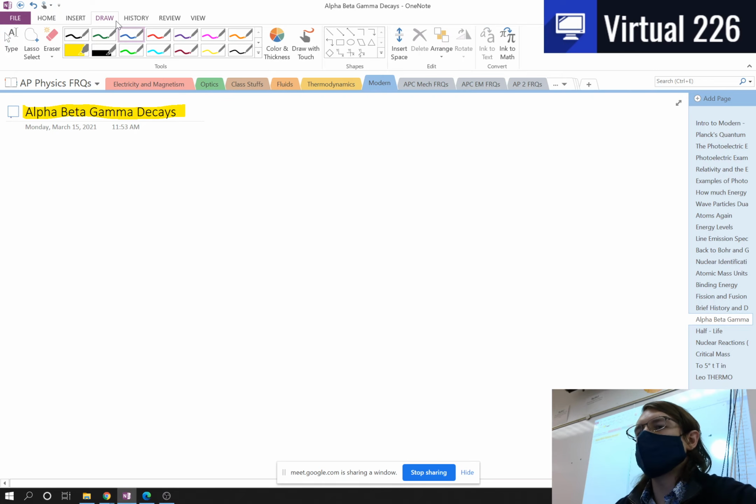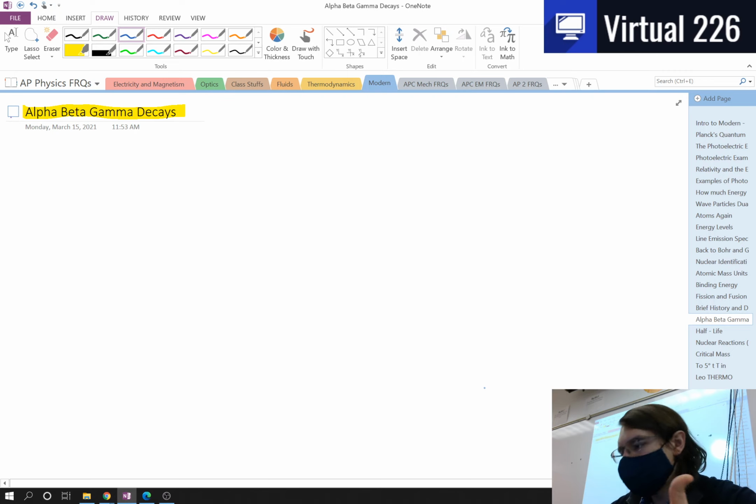Okay, so we're going to talk about alpha, beta, and gamma decays for nuclear reactions, or for just reactions in general. There's two specific nuclear reactions, fission and fusion. We'll talk about those later. But alpha, beta, and gamma decays do come up a lot. They are important things to understand and recognize and see what's going on with them. So we'll talk about them.